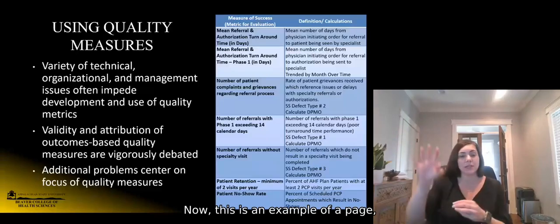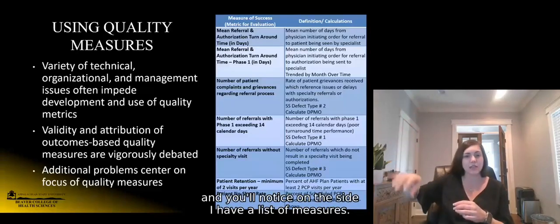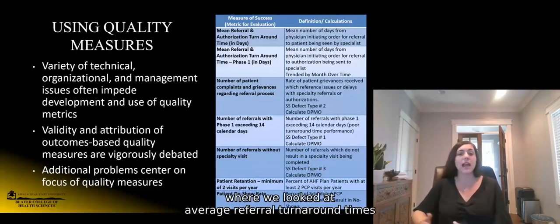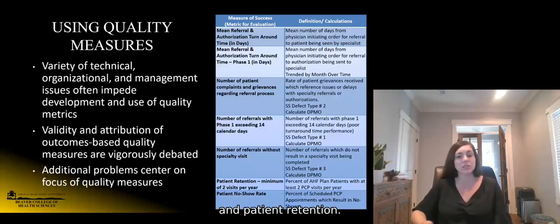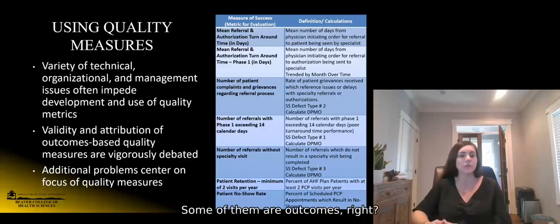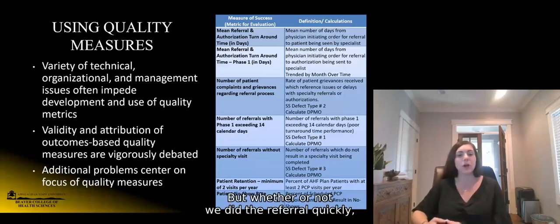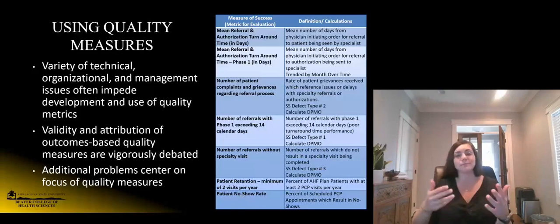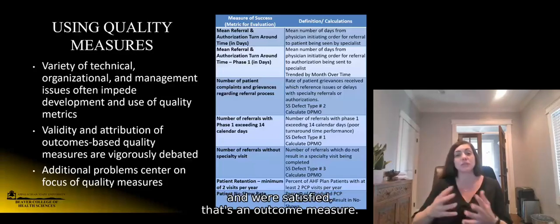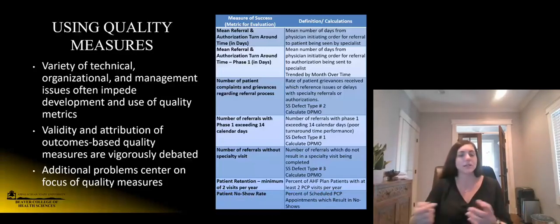Now, this is an example of a page, and you'll notice on the side I have a list of measures. This is an example of a project that I executed where we looked at average referral turnaround times and patient retention. Did they stay in our health plan? Did they show up to their appointment? Many of these are process measures. Some of them are outcomes, right? But whether or not we did the referral quickly, it's a process measure. Whether or not they decided to stay with our health plan and were satisfied, that's an outcome measure.